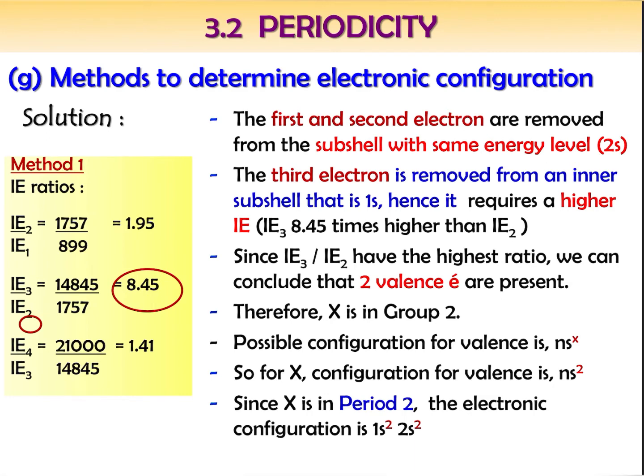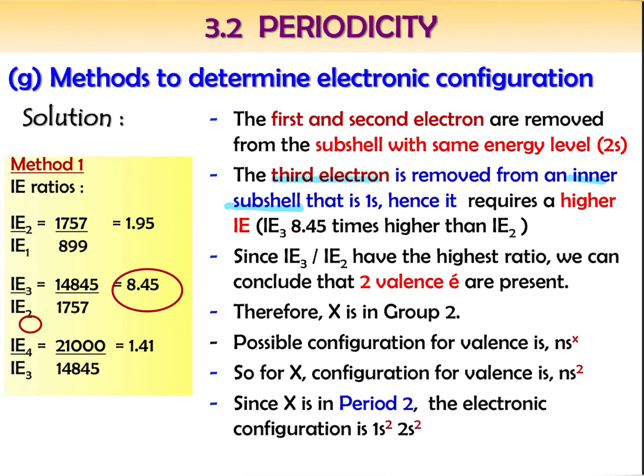Okay, so the first and the second electron are being removed from the subshell of the same energy level. Okay, so kamu tak perlu tulis 2s lagi pun tak apa. Okay, so you just say that the first and the second electron adalah valence electron. Okay, but the third electron is being removed from the inner subshell. Why? Because you can see there's big differences here. Okay, ratio-nya besar.